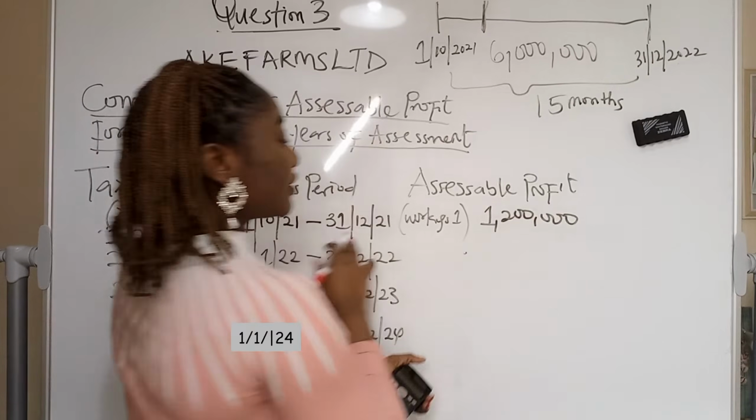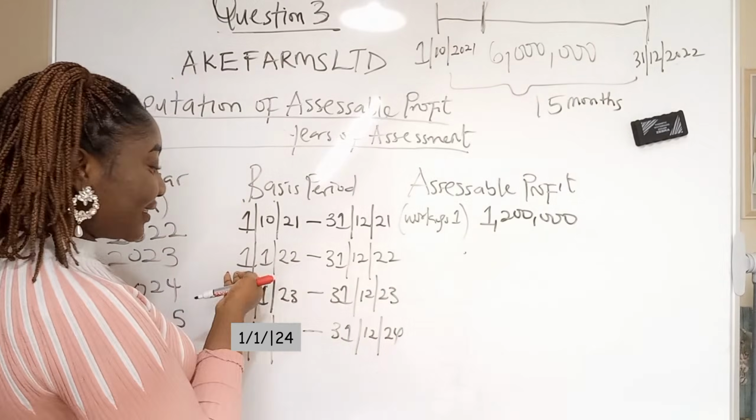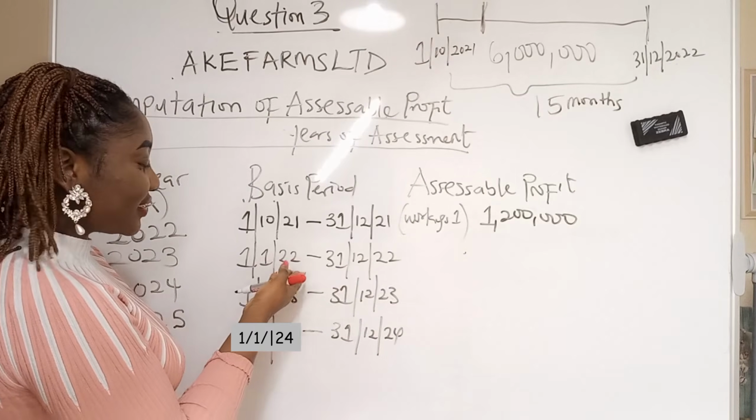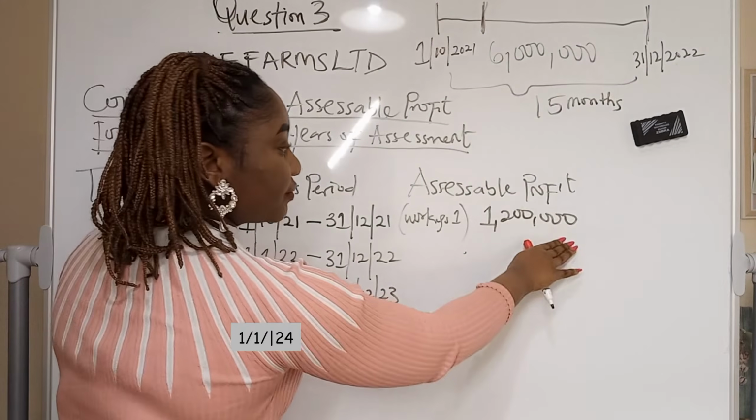1,200,000. That's what will be assessed to tax for the first 3 months. It's so simple that the balance is what you have here in the next period. Okay, let's solve it normally. You've gotten the first period.